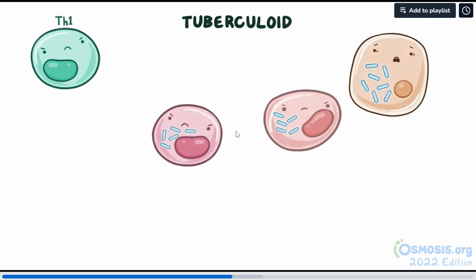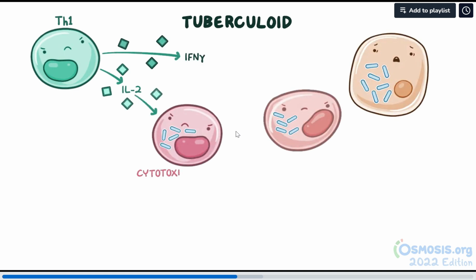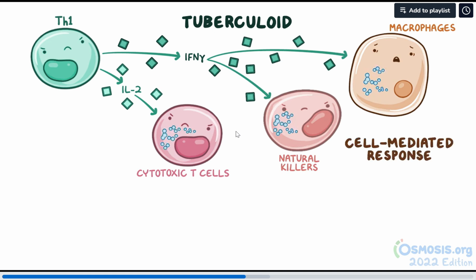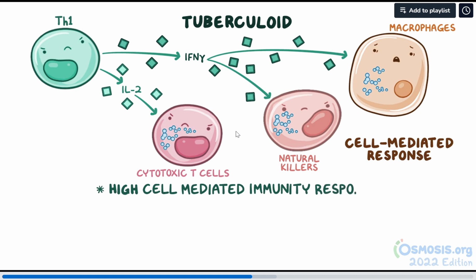On the other hand, in the tuberculoid form, the infection induces a Th1 response, and Th1 cells secrete interleukin 2 and interferon gamma. So interleukin 2 activates cytotoxic T cells, and interferon gamma activates macrophages and natural killers to produce chemicals that destroy ingested bacteria directly, leading to a cell-mediated response. This response is effective in destroying Mycobacterium leprae. So this immune response is sometimes also called a high cell-mediated immunity response.